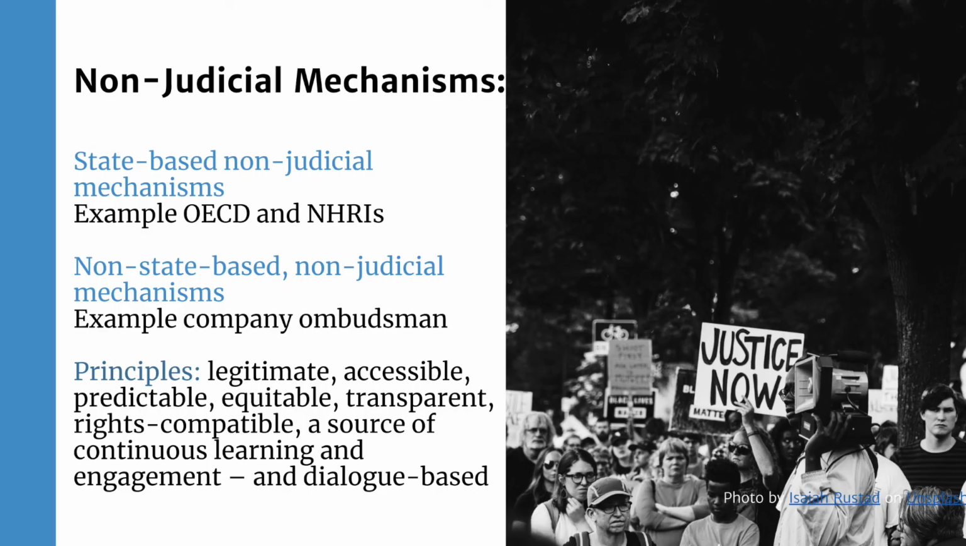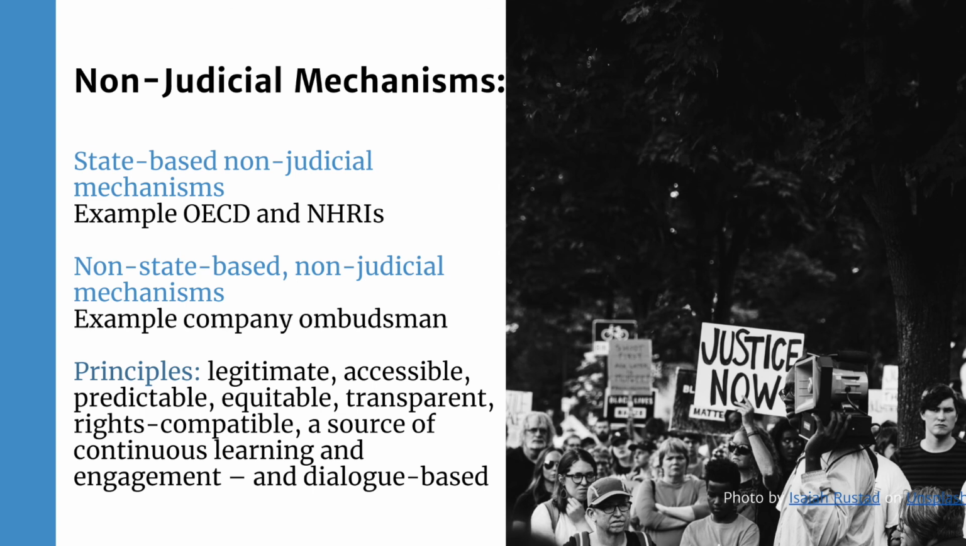Non-judicial remedies for business-related human rights abuses can be divided into state-based mechanisms and non-state-based mechanisms. They should complement rather than replace or undermine judicial mechanisms. State-based non-judicial mechanisms include, for example, national contact points under the OECD Guidelines for Multinational Enterprises, state-run ombudsman offices, and national human rights institutions.